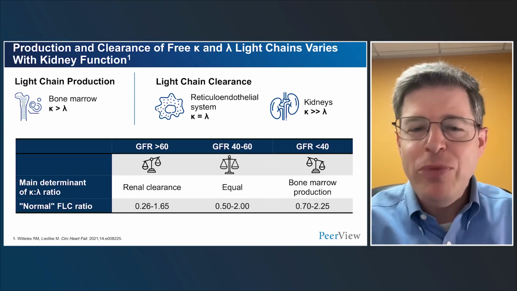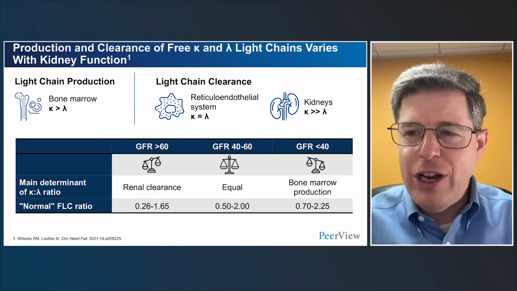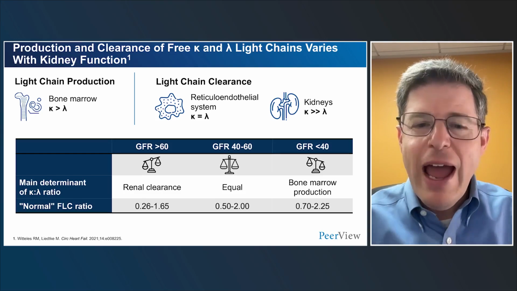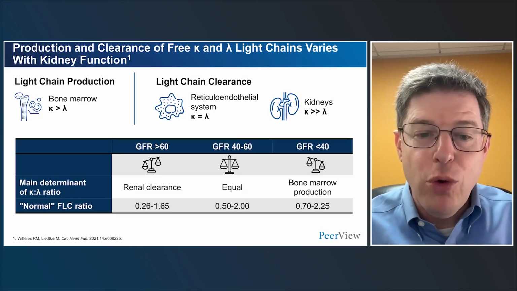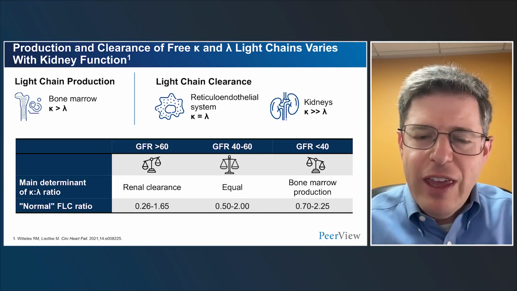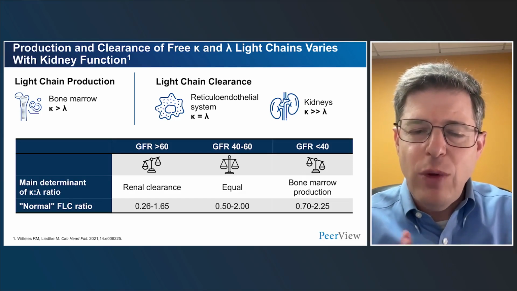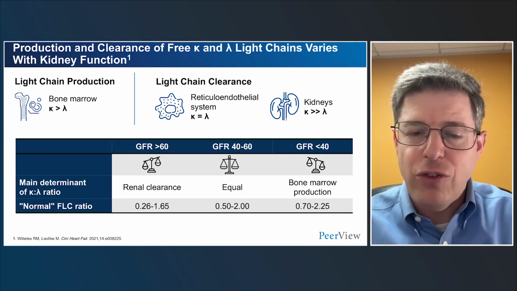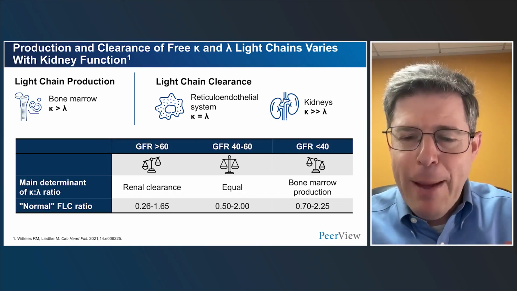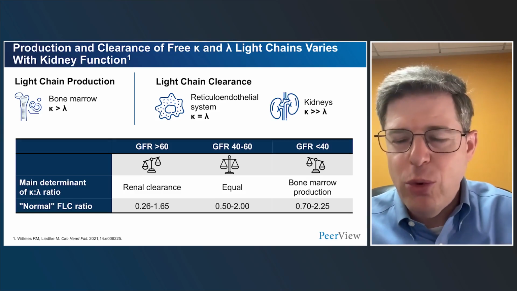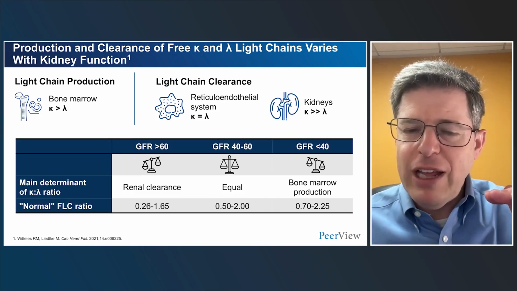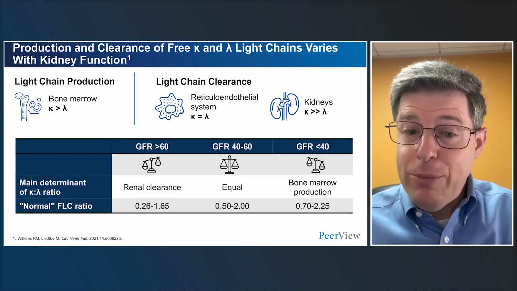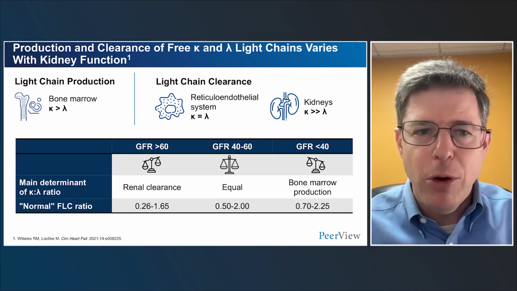What does that mean? It means that the normal level that comes back on the free light chain ratio has to be adjusted for kidney function. You've seen here some proposed normal ratios. The key to recognize here is if you have a normal serum and urine electrophoresis, a mild kappa elevation in that 2-to-1, 2.5-to-1 range can be considered normal. But if you start getting much above that, or if you have a lambda predominance, that should be considered abnormal.